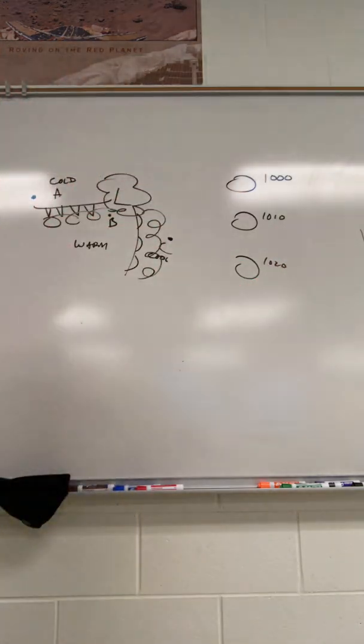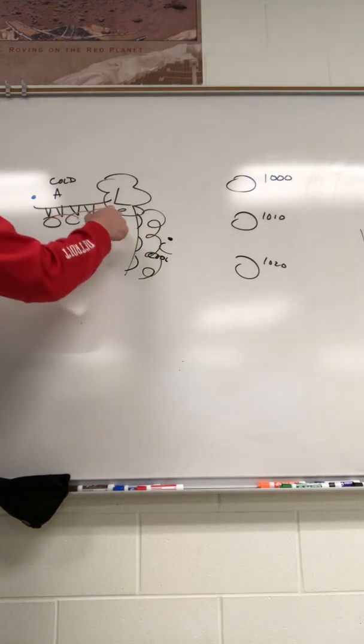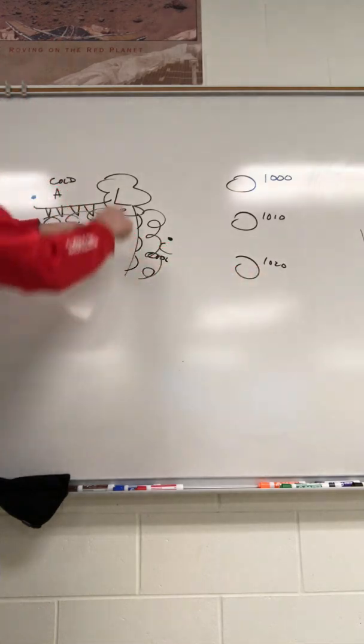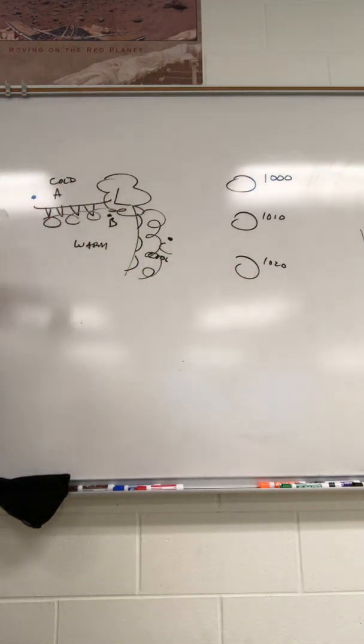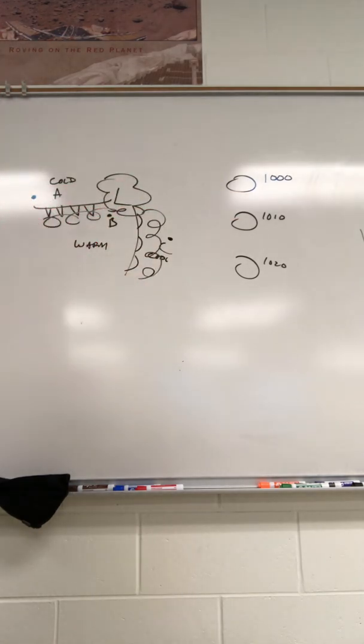Which one has the lowest pressure? That one. Which city is that? It's probably city B because it's close to the low pressure center. Which one's got the highest pressure? Probably A because it's the furthest from the low pressure center. So that's how you use a map and connect it to surface station models.